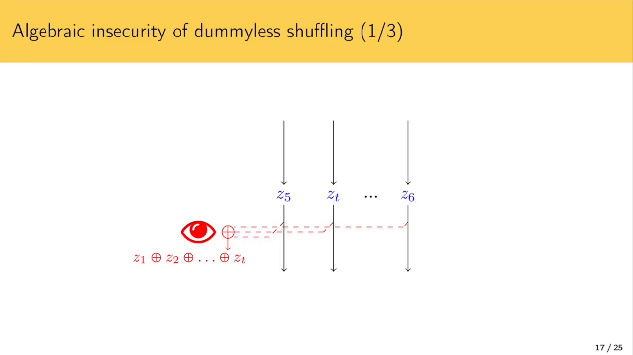The sum of all values is independent of the shuffling order, and it also is a linear function of the computed values. Therefore, an algebraic attack can target this sensitive function.